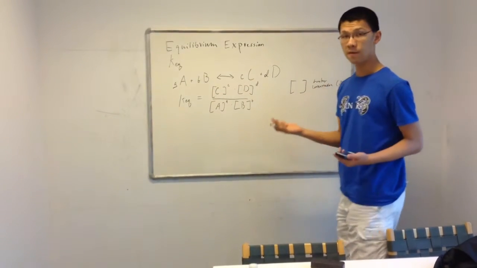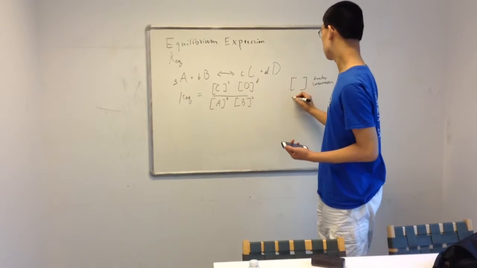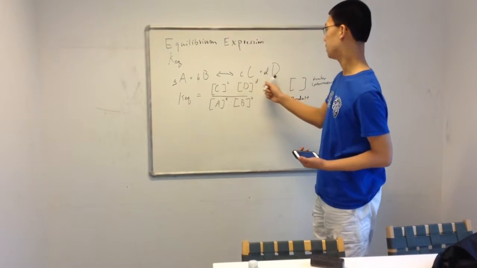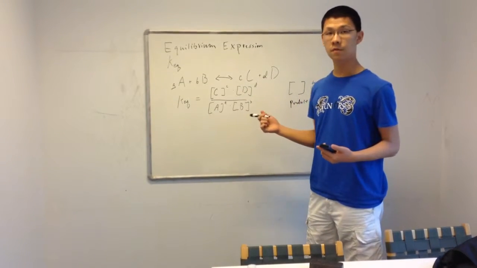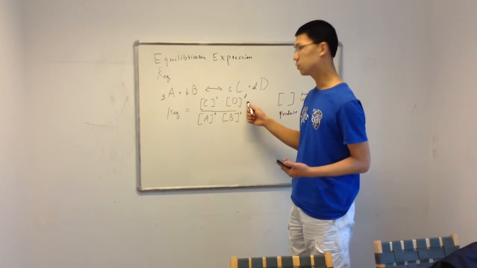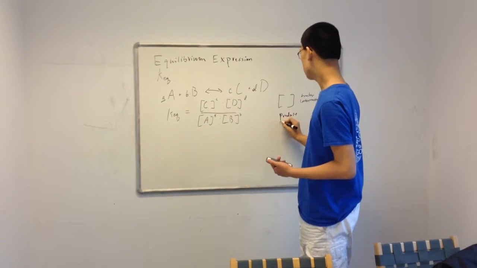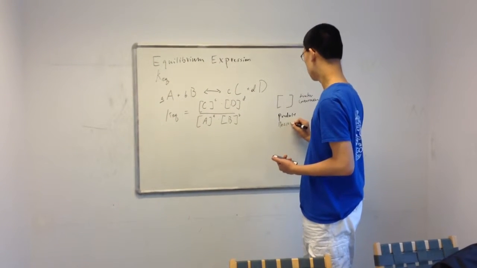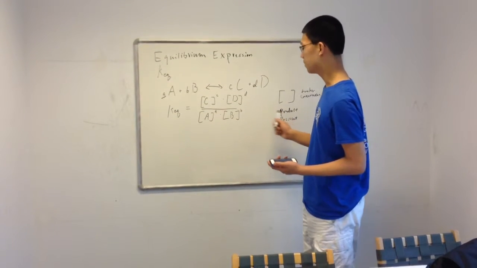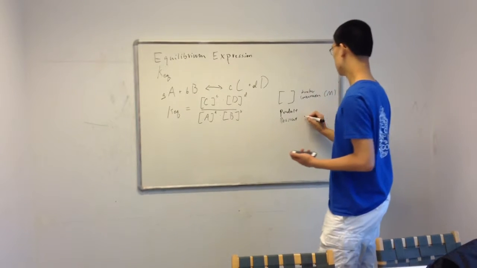Another thing you have to memorize is that the products, which are here C and D, will always become part of the numerator, which is at the top, and the reactants will be the denominator, which is at the bottom.